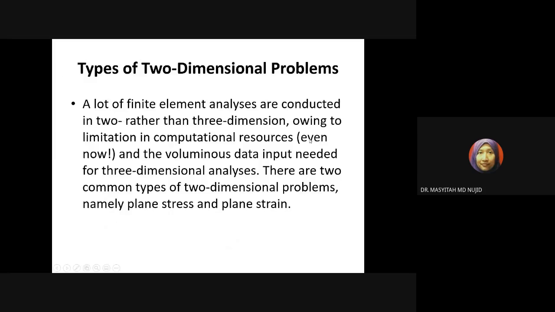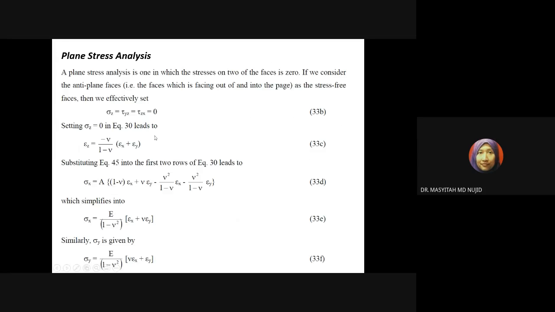In most cases, all the problems are analyzed in two dimensions, whether in plane stress or in plane strain. Okay, this is a case where you can analyze in plane stress. A plane stress analysis is one in which the stresses on two of the faces are 0. If we consider the anti-plane faces as the stress-free faces, then we effectively set sigma z, tau yz, tau zx equal to 0. Setting sigma z equal to 0 in equation 30 just now leads to the final equation of the sigma in the epsilon z.